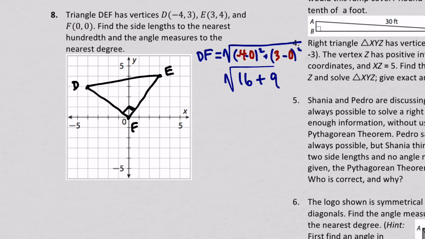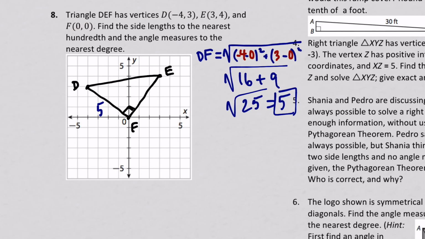Take the square root of both sides. 16 and 9, the whole thing. 16 and 9 make 25. Then take the square root, and so that's 5, right? Exactly 5. This side is 5.